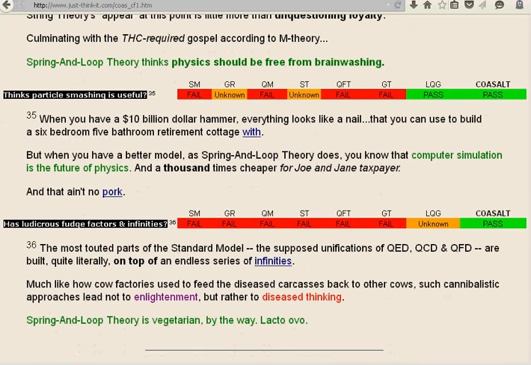Number 36. Does the theory have ludicrous fudge factors and infinities? The most touted parts of the standard model, the supposed unifications of QED, QCD, and QFD, are built, quite literally, on top of an endless series of infinities. Much like how cow factories used to feed the diseased carcasses back to other cows, such cannibalistic approaches lead not to enlightenment, but rather to diseased thinking. Spring and loop theory is vegetarian, by the way, lacto-ovo.